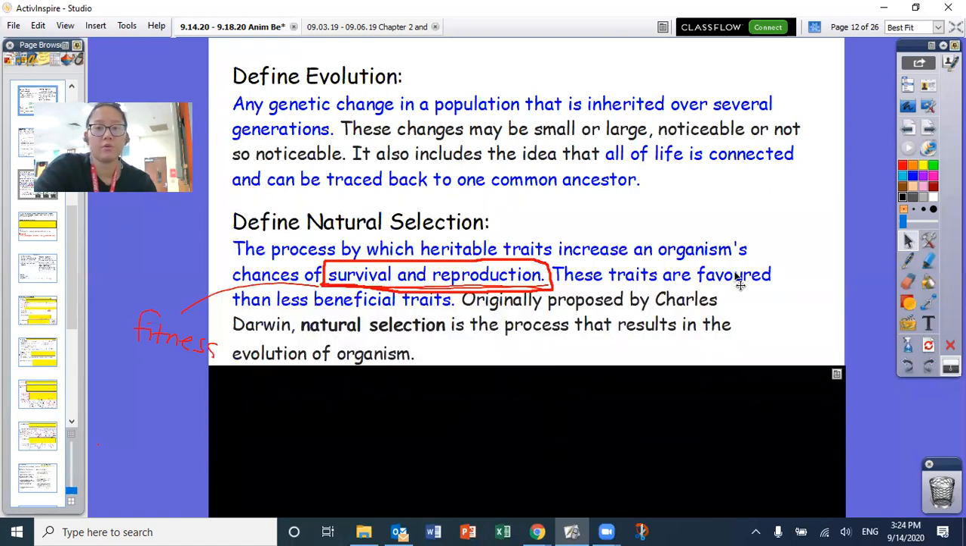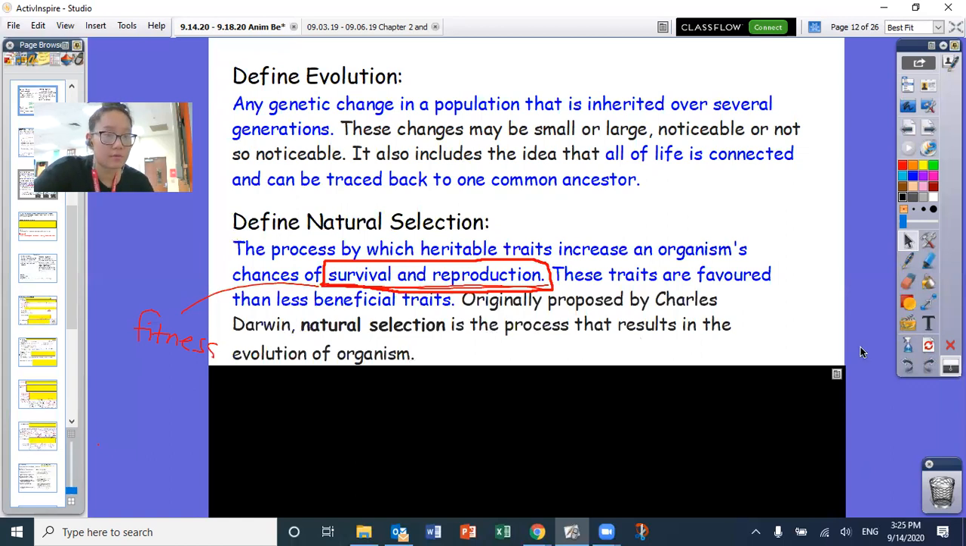The next thing I'm going to have you write down. So if you need to pause again, you can always pause and copy down the slides, or you can wait and then choose to paraphrase it at the end. So to define natural selection, it is the process by which heritable, which means that you can inherit or it can be passed down, traits increase an organism's chances for survival and reproduction. Survival and reproduction basically meaning fitness in science, right? These traits are favored over less beneficial traits. Originally proposed by Charles Darwin, natural selection is the process that results in the evolution of organisms.